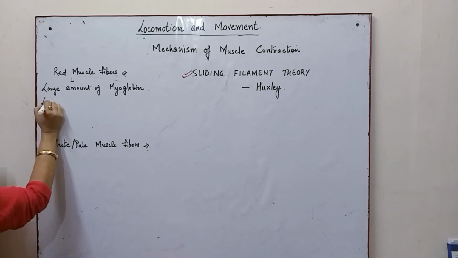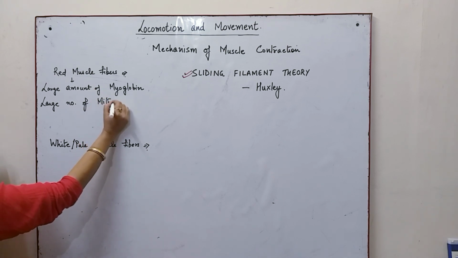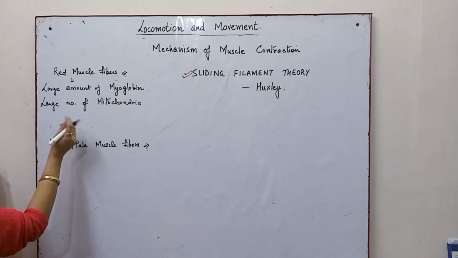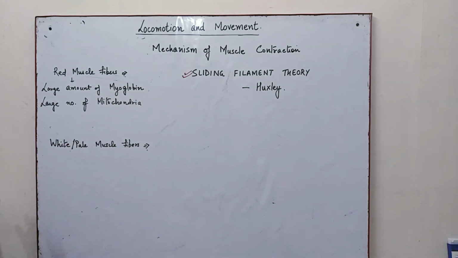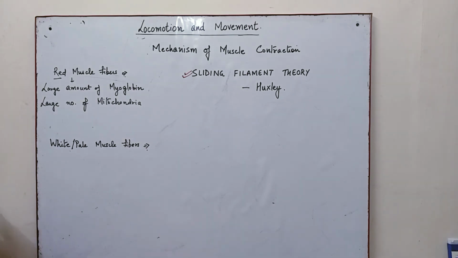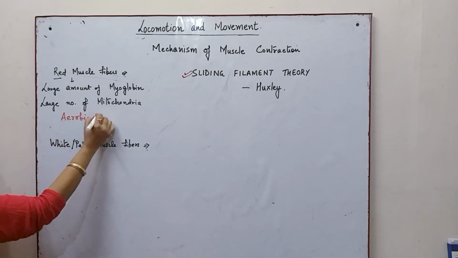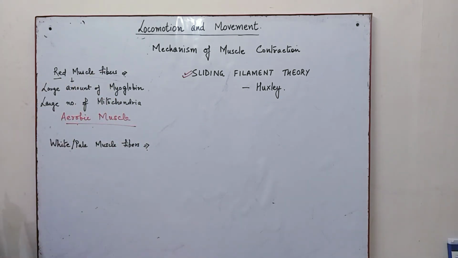Second important point is they have a large number of mitochondria, and can use a large amount of oxygen, because a lot of oxygen is stored in the myoglobin and the mitochondria are ready to utilize that oxygen for various kinds of movements. Since these muscles use a large amount of oxygen to bring about the movement, they are also known as aerobic muscles. So the red muscles are also known as aerobic muscles.